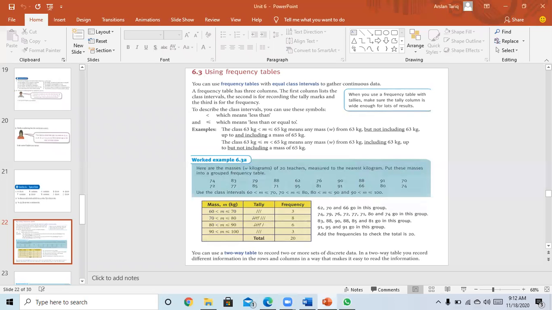So first of all, today we will start from 6.3. That is our today's lecture, using frequency tables. We already discussed 6.2, where we covered continuous and discrete data. But here we have to learn frequency tables.